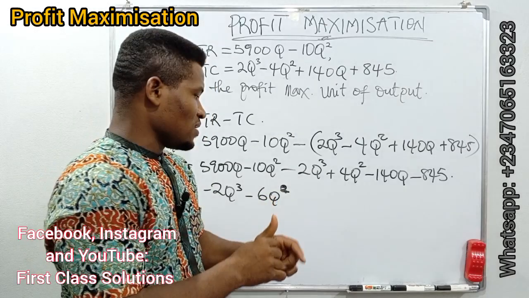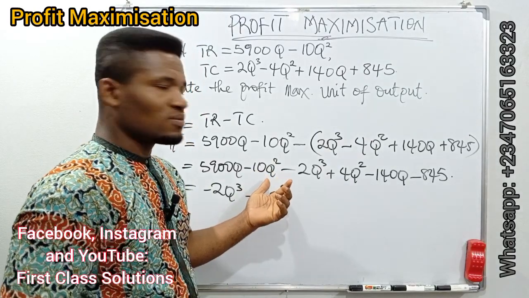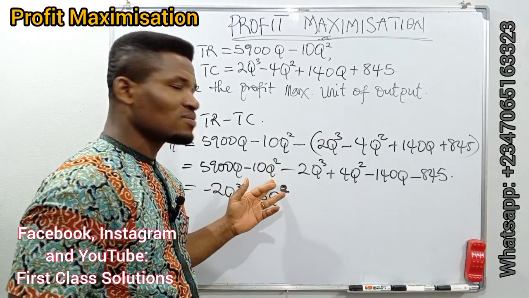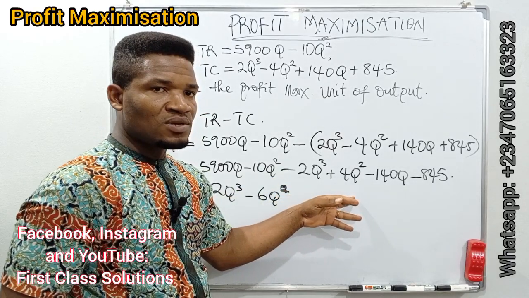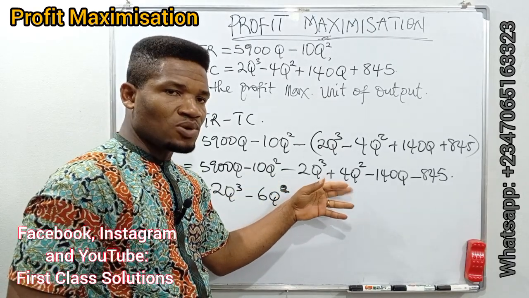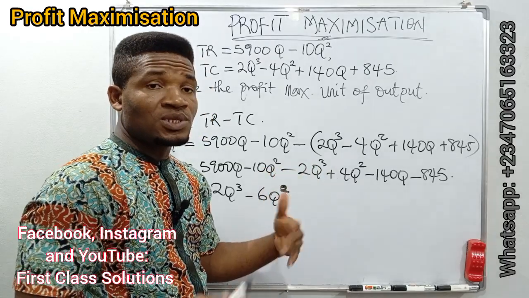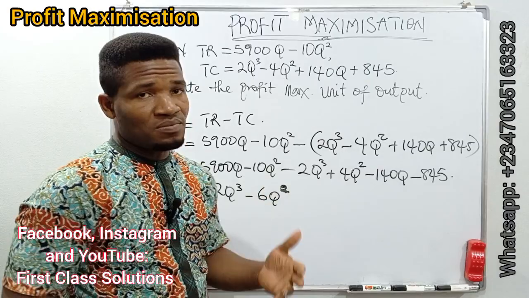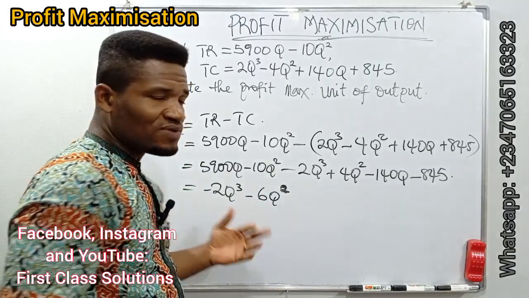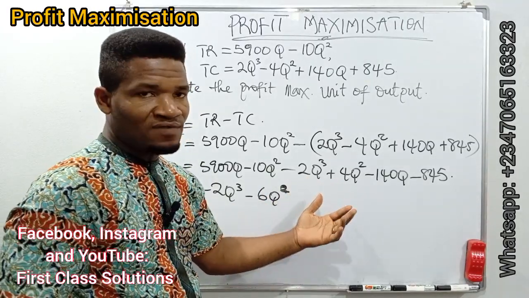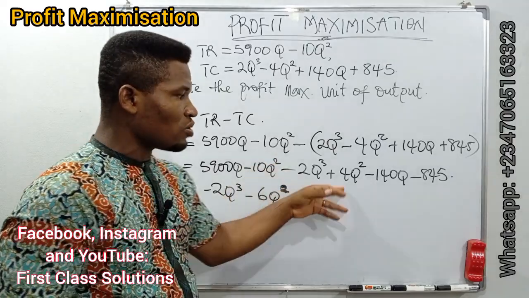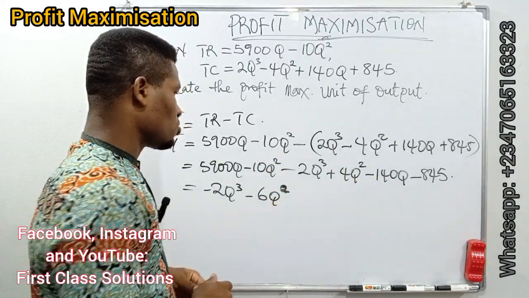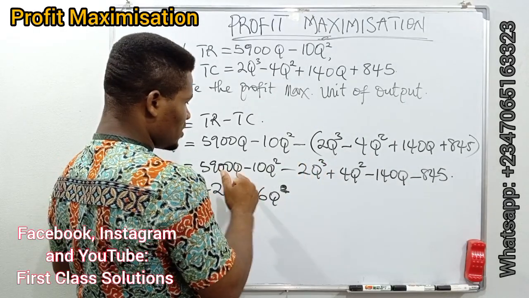Hope you're not confused on how it was obtained. It's like saying you are owing 10 yams and you have 4 yams. If you decide to pay the 4 yams, it means you are still owing 6 yams. So the negative denotes owing, while the positive denotes having. I'm just trying to break it down for simplicity. So minus 10Q squared plus 4Q squared is still giving us minus 6Q squared.